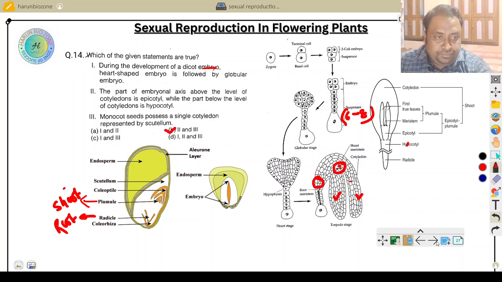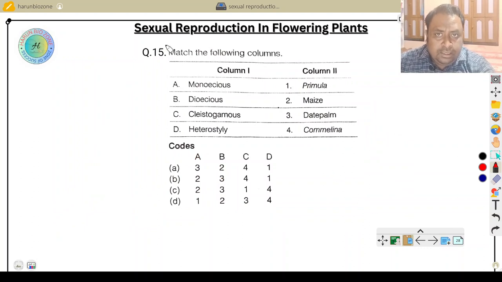Next question. Match the following columns: monoecious plant, dioecious plant, cleistogamous plant, and heterostylous plant.